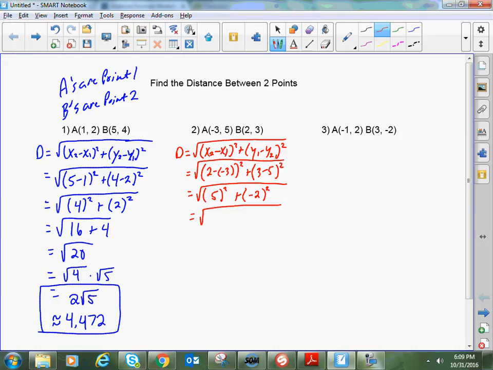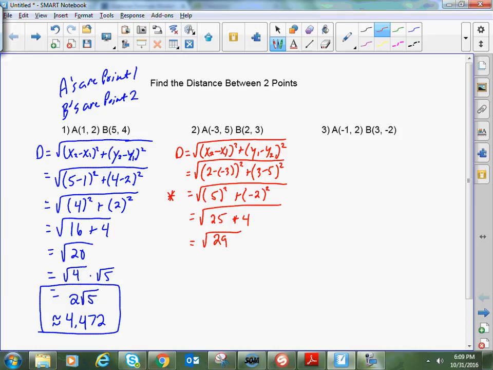Once you get past this point right here, you shouldn't see any negative numbers in your problem ever. If you do, you squared your numbers wrong on your calculator, or you squared it wrong in your head, something. So 5 squared is going to give me 25, and negative 2 squared is going to give me a positive 4. So that simplifies to be the square root of 29.